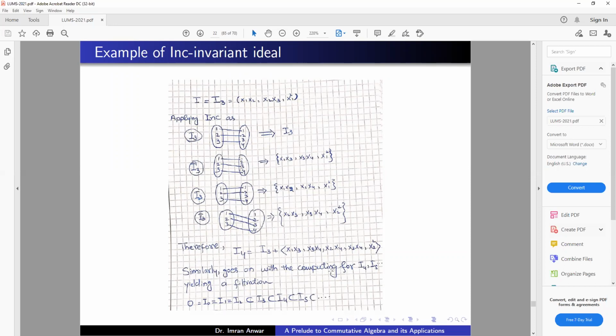Similarly it goes on, computing I5, I6, I7, and then so on. So from this ideal, I get this ideal, and from this ideal, again by using the inc operator from 4 to 5, I got I5, and similarly from applying the inc operator on I5, I got I6, and this is the way you build an ideal.